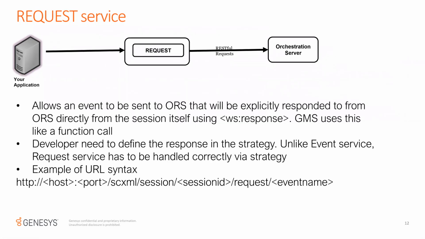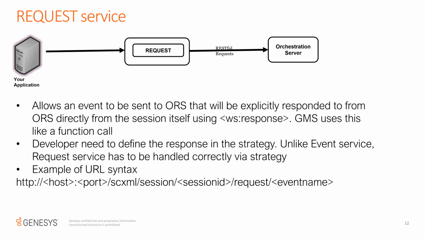The next service is request service. In this, we will send a request from which we are actually expecting a response. So we are explicitly defining a request to be processed in orchestration logic, and also, unlike your event service, you can expect a response, and it can be handled properly as you have defined in your strategy.